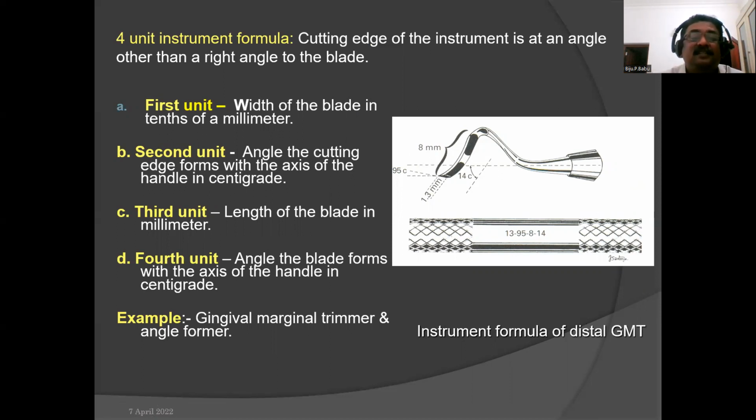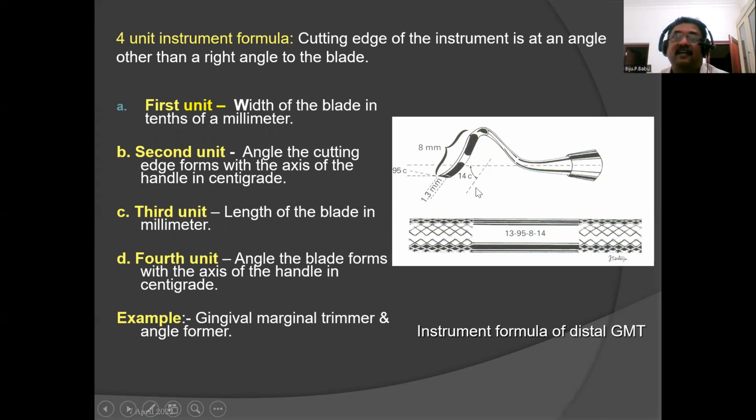Now this is something new which is not there in the 3-digit instrument formula. Those instruments having a 4-digit instrument formula have an angle in the cutting edge. It's not the blade angle, it is the cutting edge angle with the long axis. So in this picture you have 13, 95, 8 and 14. 13 denotes the width of the instrument in 1/10 of a millimeter, so the instrument width is 1.3 millimeter. 95 centigrade is the angle formed by the cutting edge to the long axis of the handle.